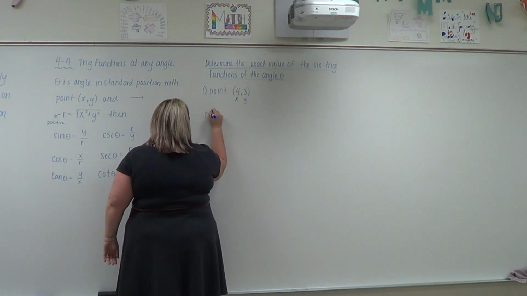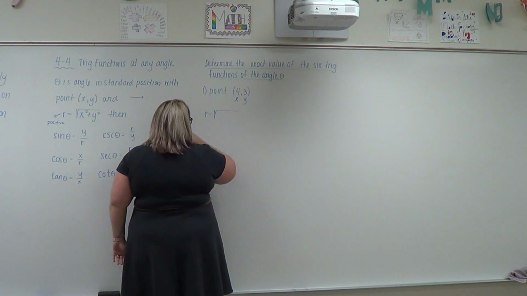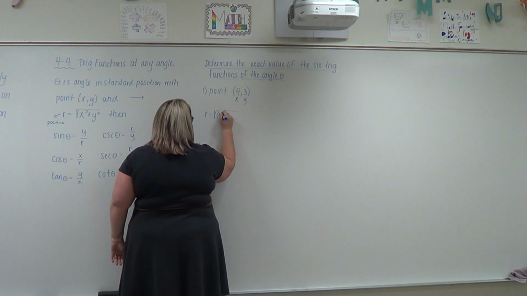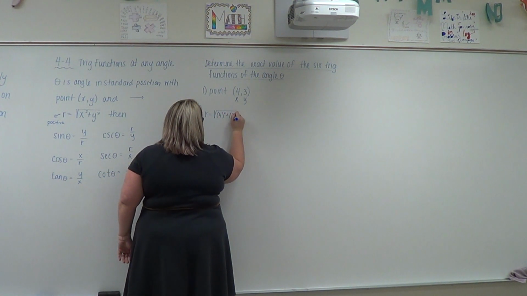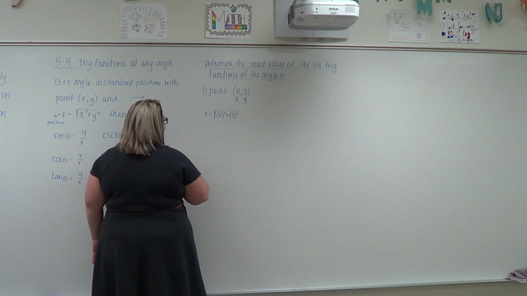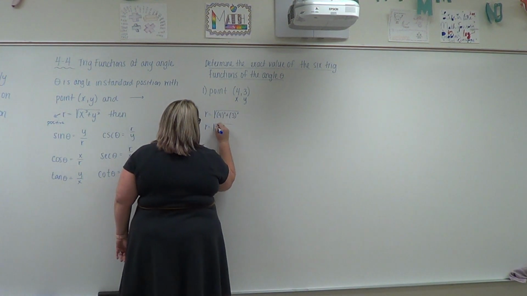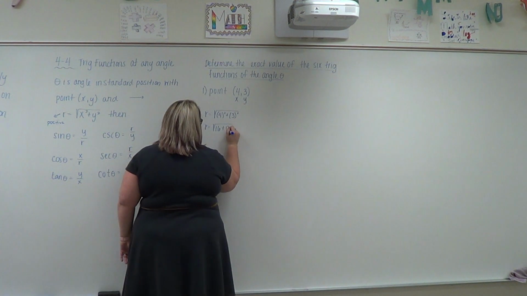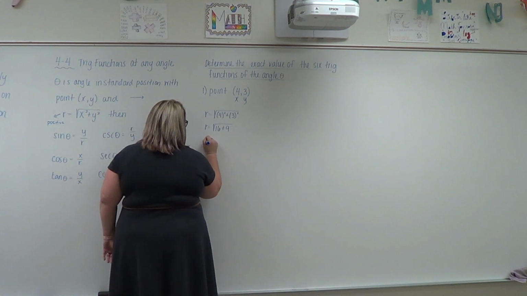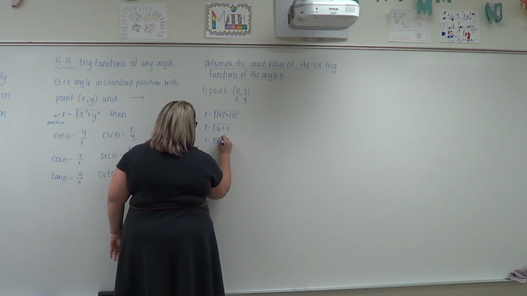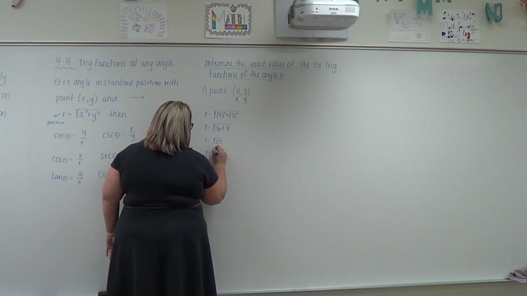So r is equal to the square root of 4 squared plus 3 squared. So r is equal to the square root of 16 plus 9. So r is equal to the square root of 25. So r equals 5.